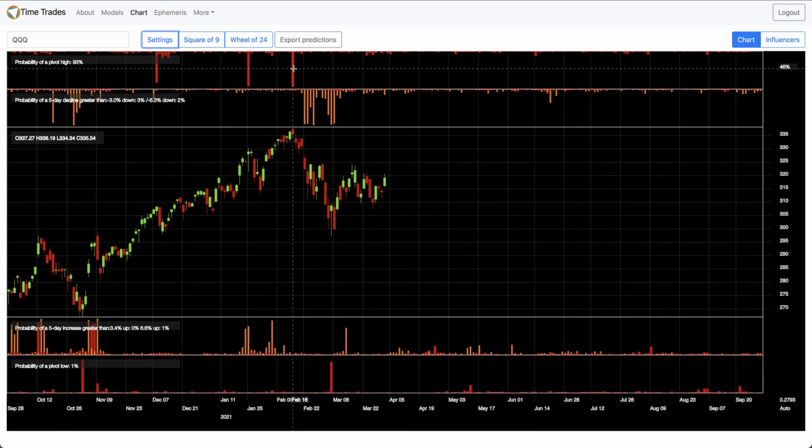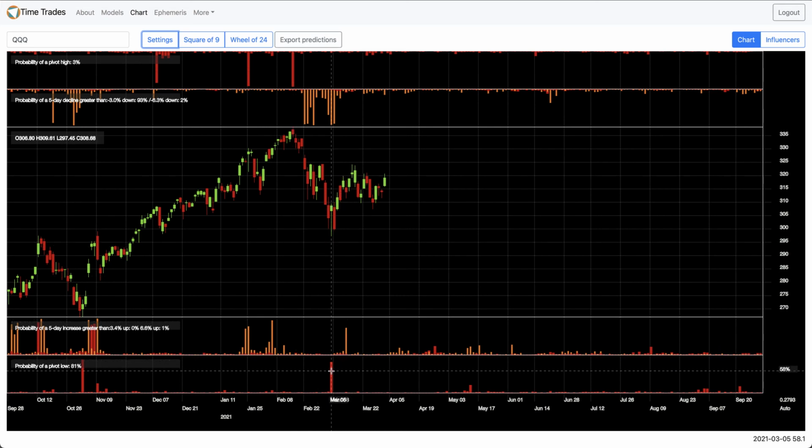In the bottom swim lane, we're showing the same thing except for pivot lows. So on this particular day, March 5th, it shows the probability of a pivot low being 81%. So this is the probability of the low price on this day being the lowest low for the next 15 to 180 calendar days. The middle 2 swim lanes show the probabilities of a move up or a move down.